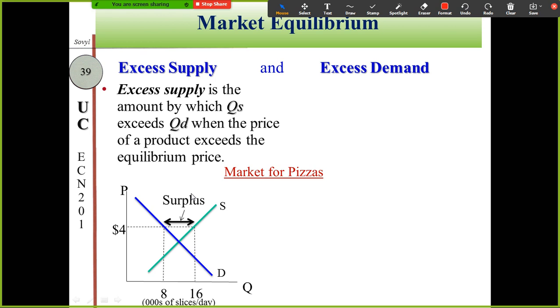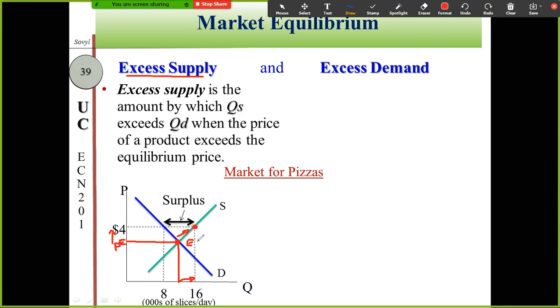On the previous slide, the graph shows us market equilibrium at $3 and 12,000. So for excess supply, when the price is higher than equilibrium, the sellers are happier. That's why sellers will sell more. So sellers increase selling, from this point to that point. Sellers increase their product selling.